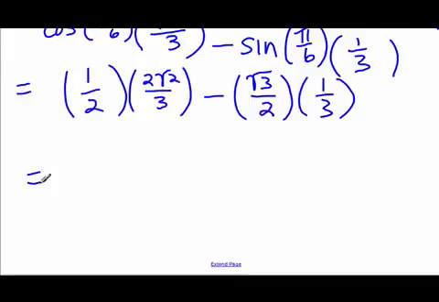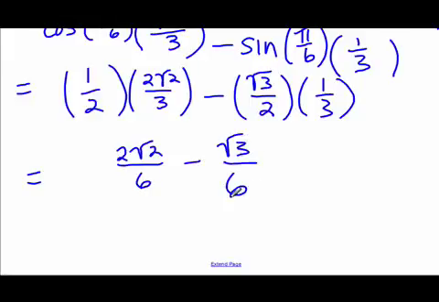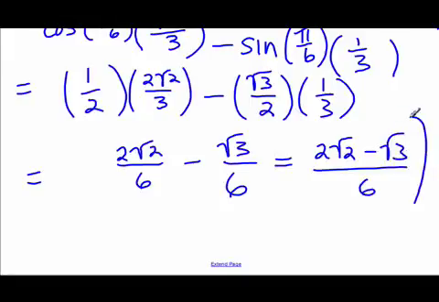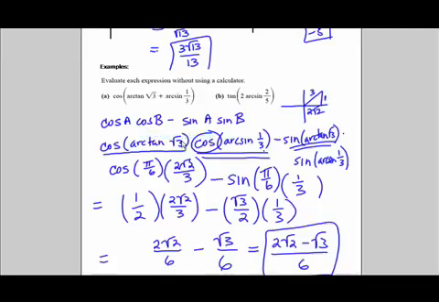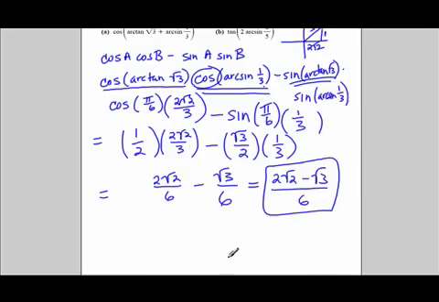So we'll keep on going with this. Multiply comes before subtraction. So 1/2 times root 2 over 3 is 2 root 2 over 6. Minus, multiply together, we get root 3 over 6. We have a common denominator. So our answer is 2 root 2 minus root 3 all over 6. There's the exact answer to letter A. I'll give you a moment to stare at that if you have any questions.